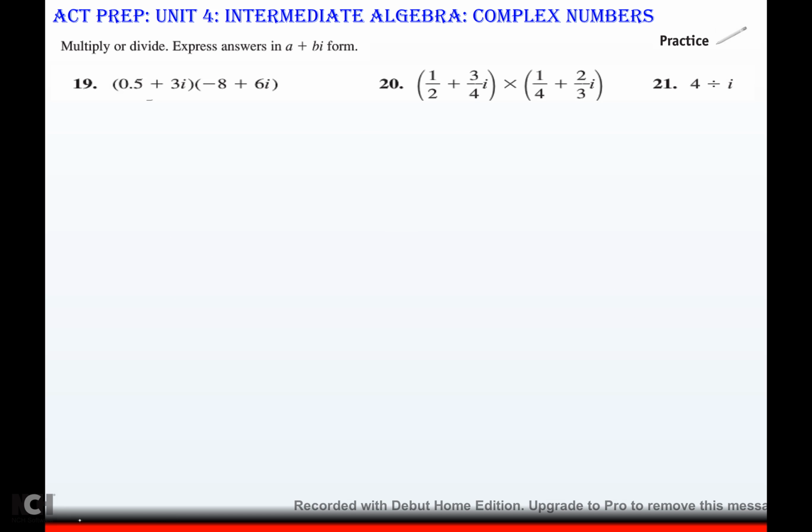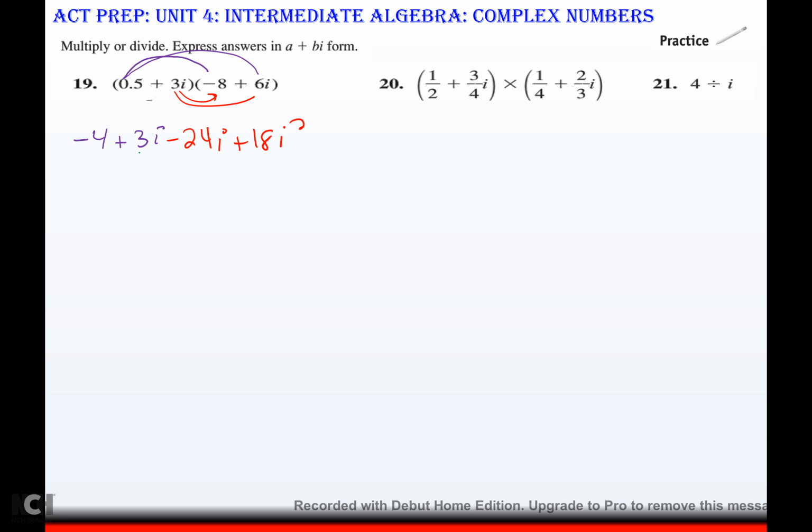Alright, if we do this one, I'm going to distribute. So I have half of negative 8 would be negative 4. Half of 6i would be positive 3i. 3i times negative 8 is negative 24i. 3i times positive 6i is positive 18i squared.